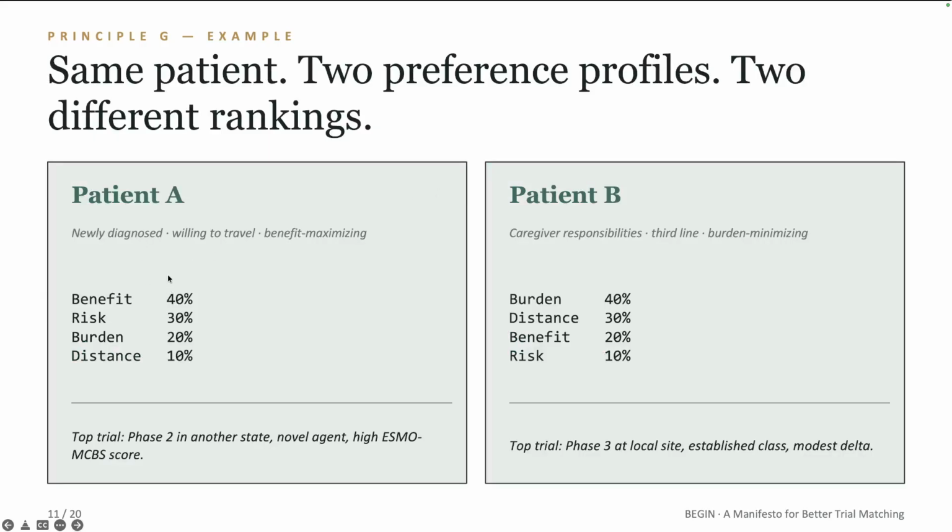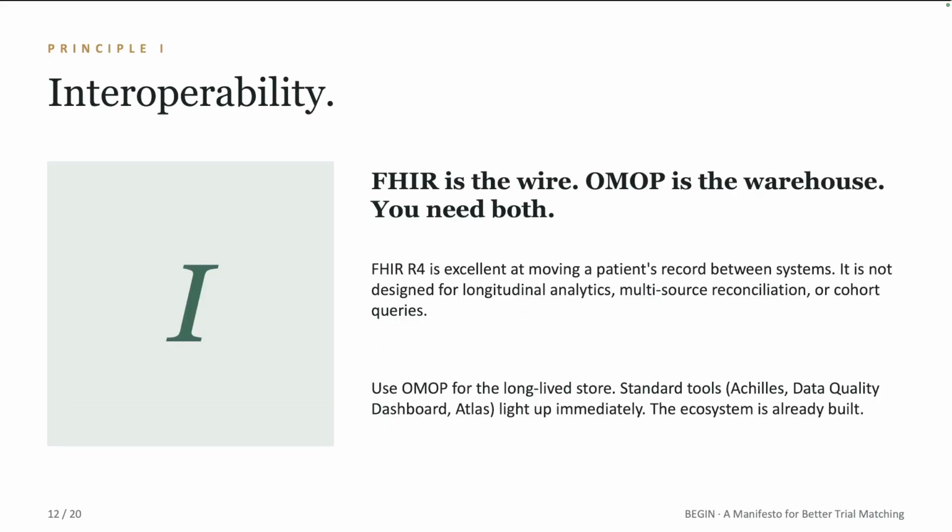Patient very willing to travel, like me, for the most benefit. So that's weighted at 40%. Another patient cares most about burden, and that's weighted at 40%. So they each have their own things that they care about the most, and they will result in different scores.